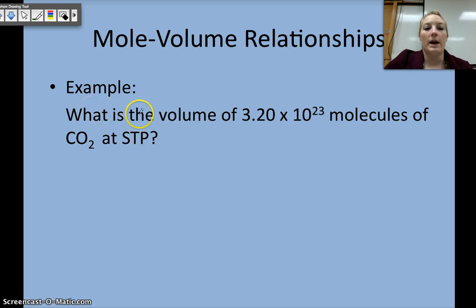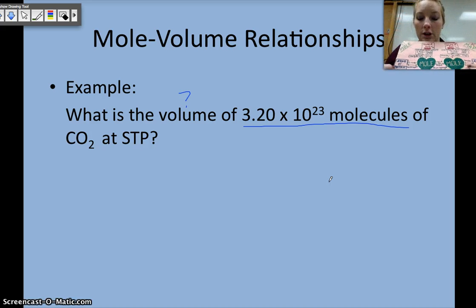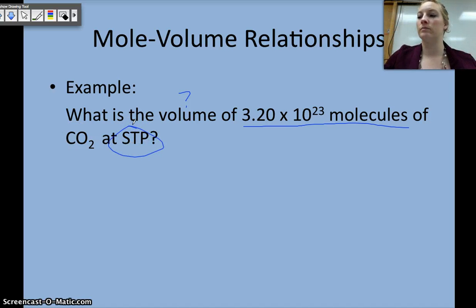This one, we are being asked for what is the volume of 3.2 times 10 to the 23rd molecules of CO2 at STP. It's important. So this time, we are starting at molecules, and we have to get to volume. So this one's going to be two steps. We have to go molecules to moles, moles to volume. So from molecules to moles, we use 1 mole is equal to 6.02 times 10 to the 23rd. From moles to volume, we're going to use our 22.4 because this is at STP.